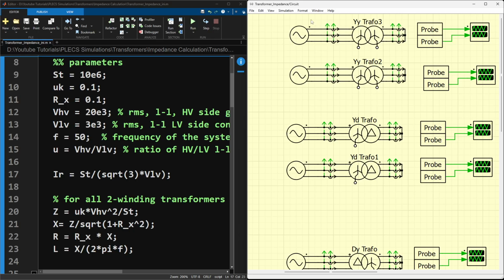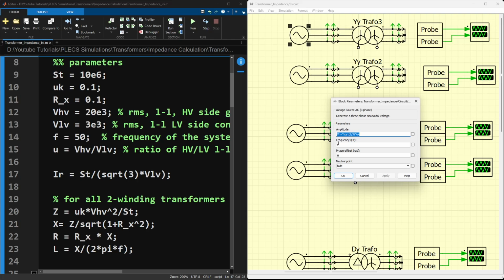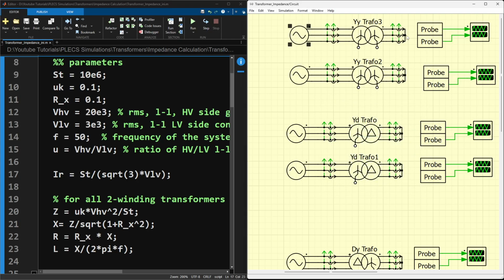So let's go from the top to bottom. On the top we have a source here. Now the idea is to set the voltage level to the short circuit impedance value, so that we can find the corresponding short circuit current on the secondary side.